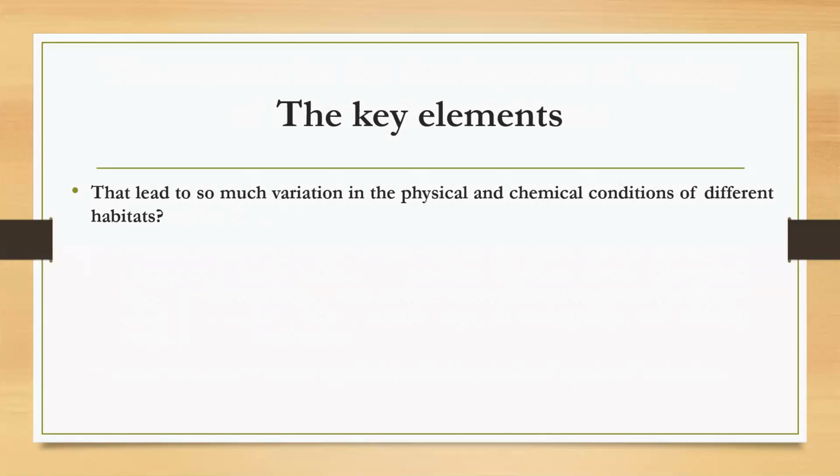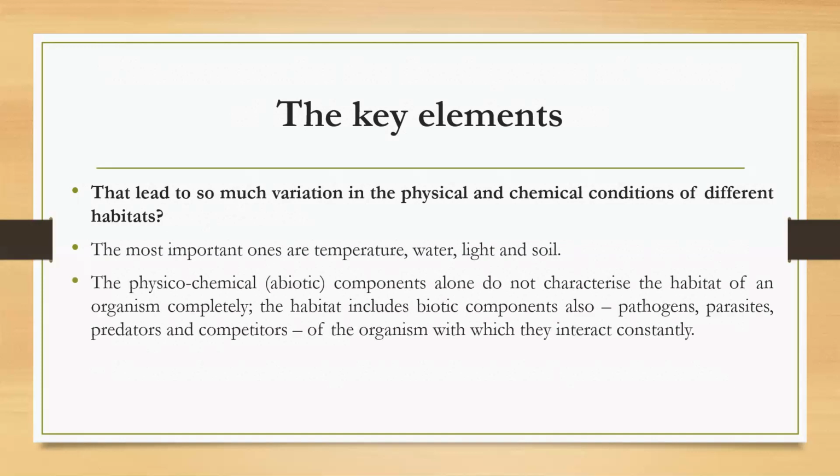So what are the reasons for these variations in the physical and chemical conditions of different habitats? Such reasons are considered the key elements. Now let me explain the different types of key elements. The most important ones are temperature, followed by water, and light, and finally the soil. So these are the four important abiotic key elements that determine variation in the physical and chemical conditions of different biomes or different habitats.